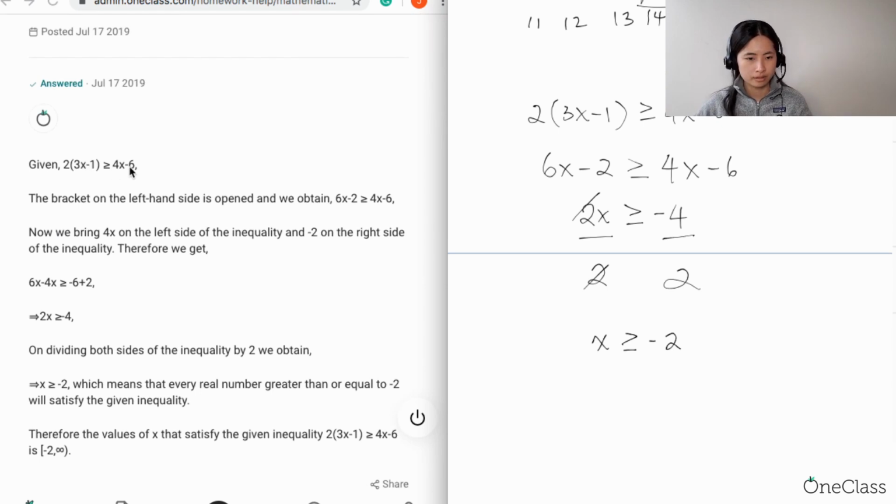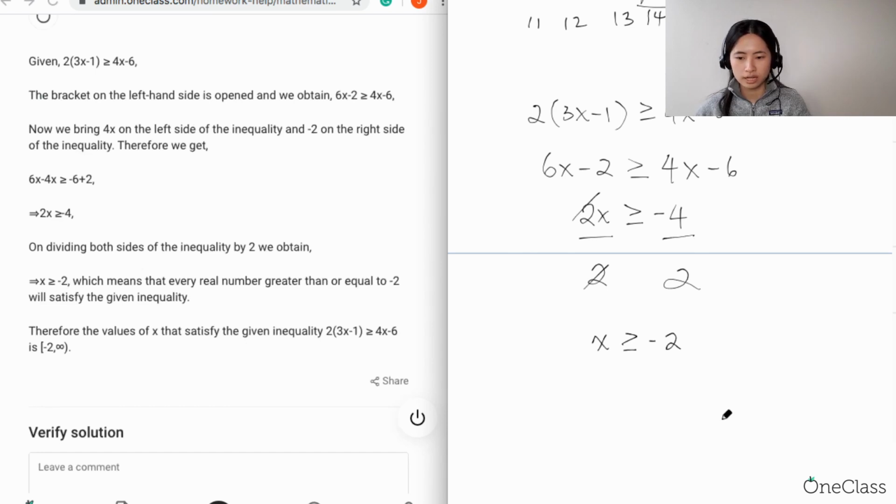So given this equation, the bracket on the left-hand side is open and we obtain 6x minus 2 greater than or equal to 4x minus 6. That's absolutely right, which is what we have here. It says now we bring 4x to the left side of the inequality, which is what we did, because initially it was on the right side. And negative 2 to the right side, which is right, so we get 2x greater than or equal to negative 4. Dividing both sides by 2, we get x greater than or equal to -2, which is what we have just obtained.